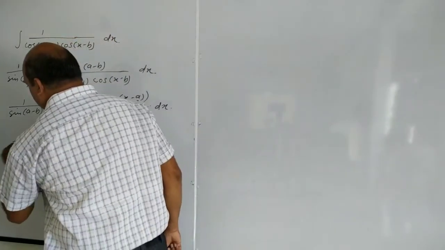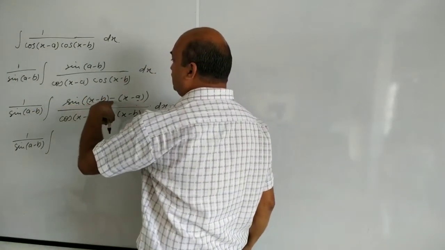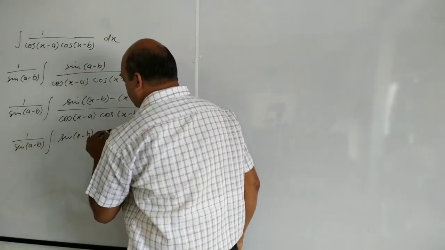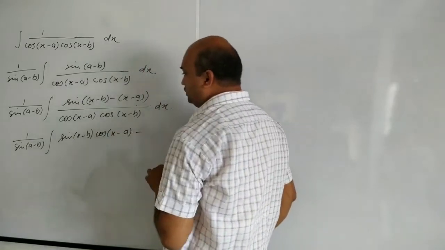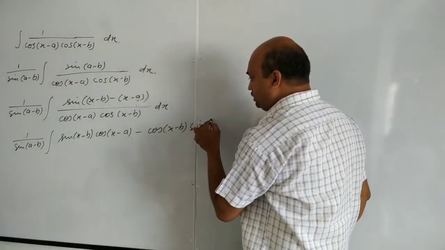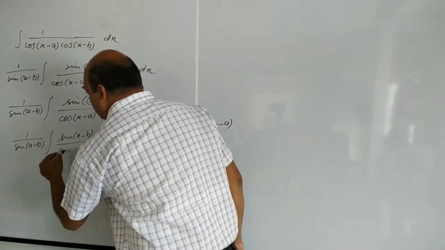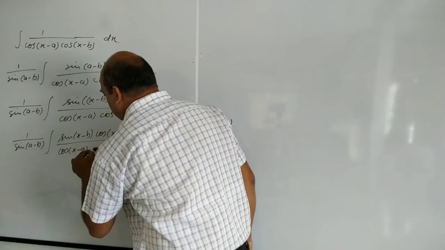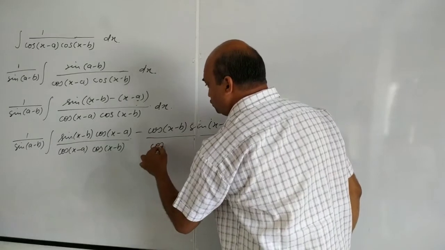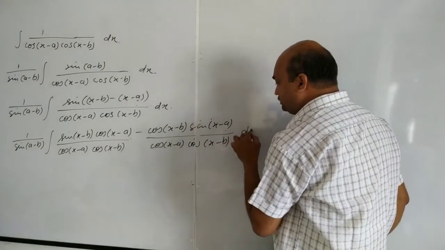1 upon sin(a-b) integration. Here apply sin(a-b). It is sin a cos b minus cos a sin b, and separate the denominator cos(x-a) into cos(x-b) here as well as here, cos(x-a) into cos(x-b).